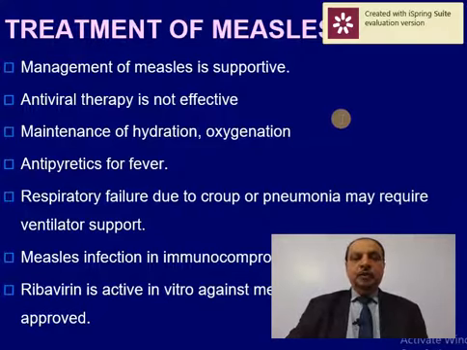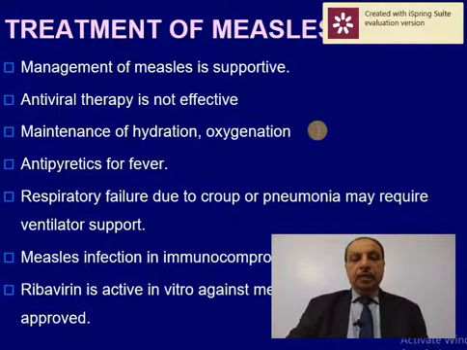First of all, management of the symptoms, supportive measures like antipyretic. But antiviral therapy is not indicated and not effective in measles. We have to maintain hydration and oxygenation because the patient may have gastroenteritis and dehydration. We give antipyretic for fever. We give respiratory support in cases of respiratory failure from croup or pneumonia.